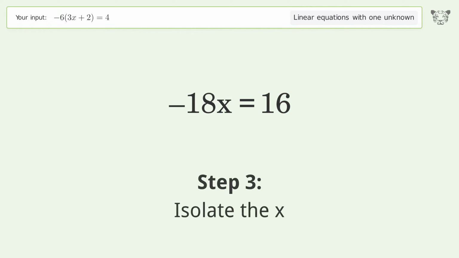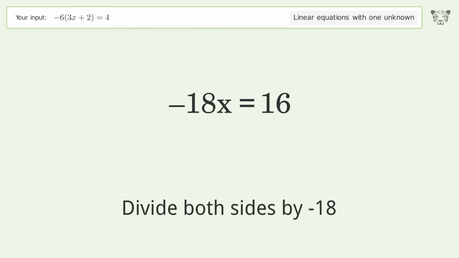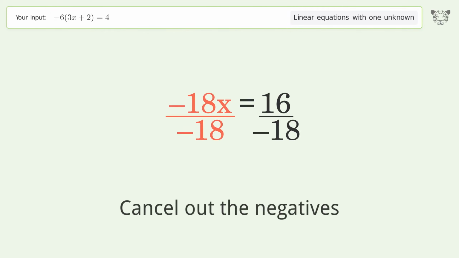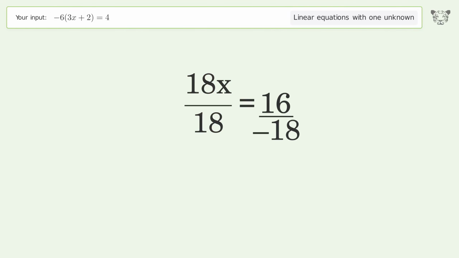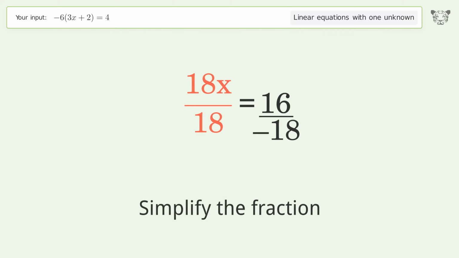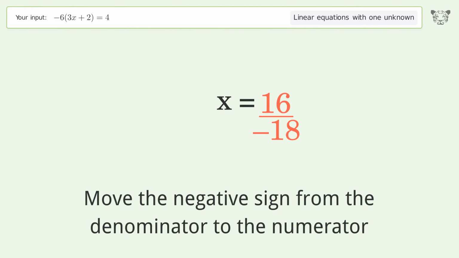Isolate the x. Divide both sides by -18. Cancel out the negatives. Simplify the fraction. Move the negative sign from the denominator to the numerator.